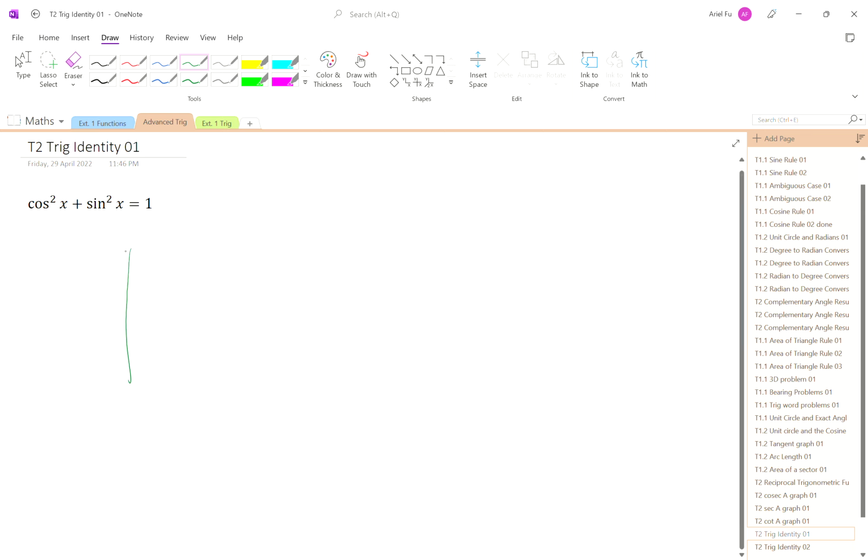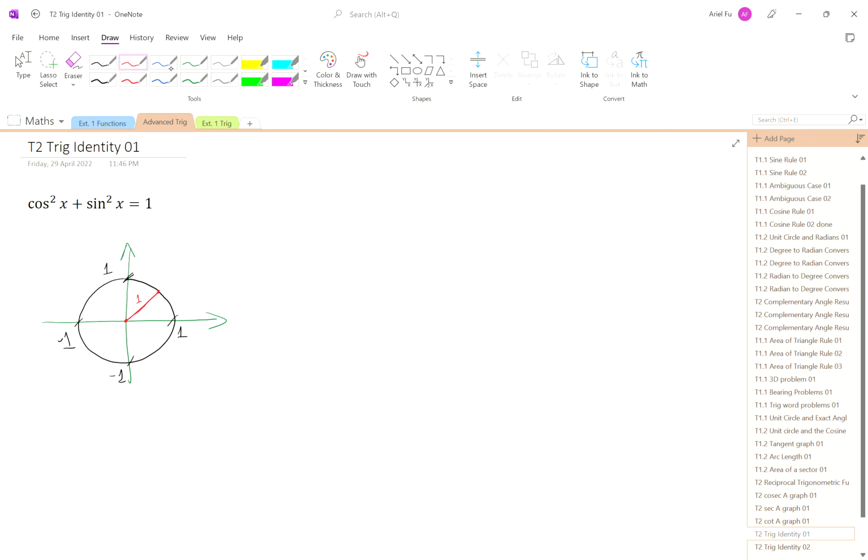This trig identity is derived from the unit circle. Alright, so let's imagine we've got a unit circle, which is a circle of radius 1. Then that means I can fit a triangle anywhere inside a unit circle, and the hypotenuse of this right angle triangle over here would be the radius of the circle, which means it will always be 1 unit long.